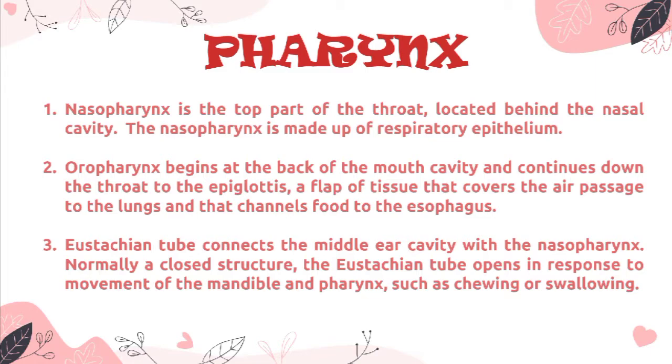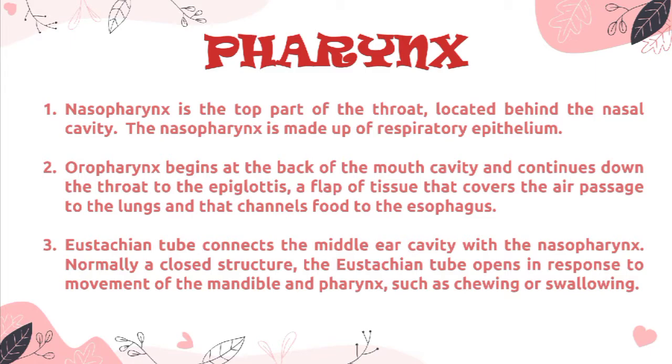Number 2. Oropharynx. The oropharynx begins at the back of the mouth cavity and continues down the throat to the epiglottis, a flap of tissue that covers the air passage to the lungs and channels food to the esophagus.